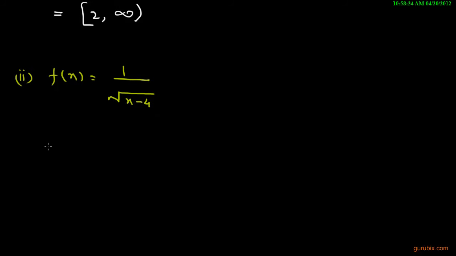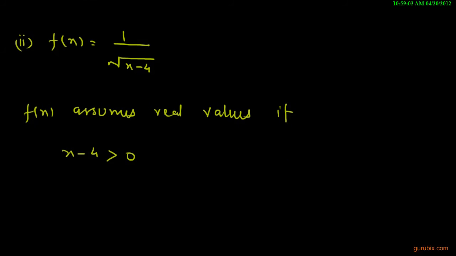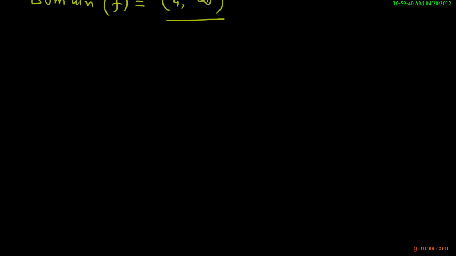Then we can say that f(x) assumes real values if x − 4 is strictly greater than 0. This means x is greater than 4. This means the domain of the given function f is (4, ∞), where 4 is not included. So this is the domain of the given function, and now we shall move to the next part, and that is the third part of the question.